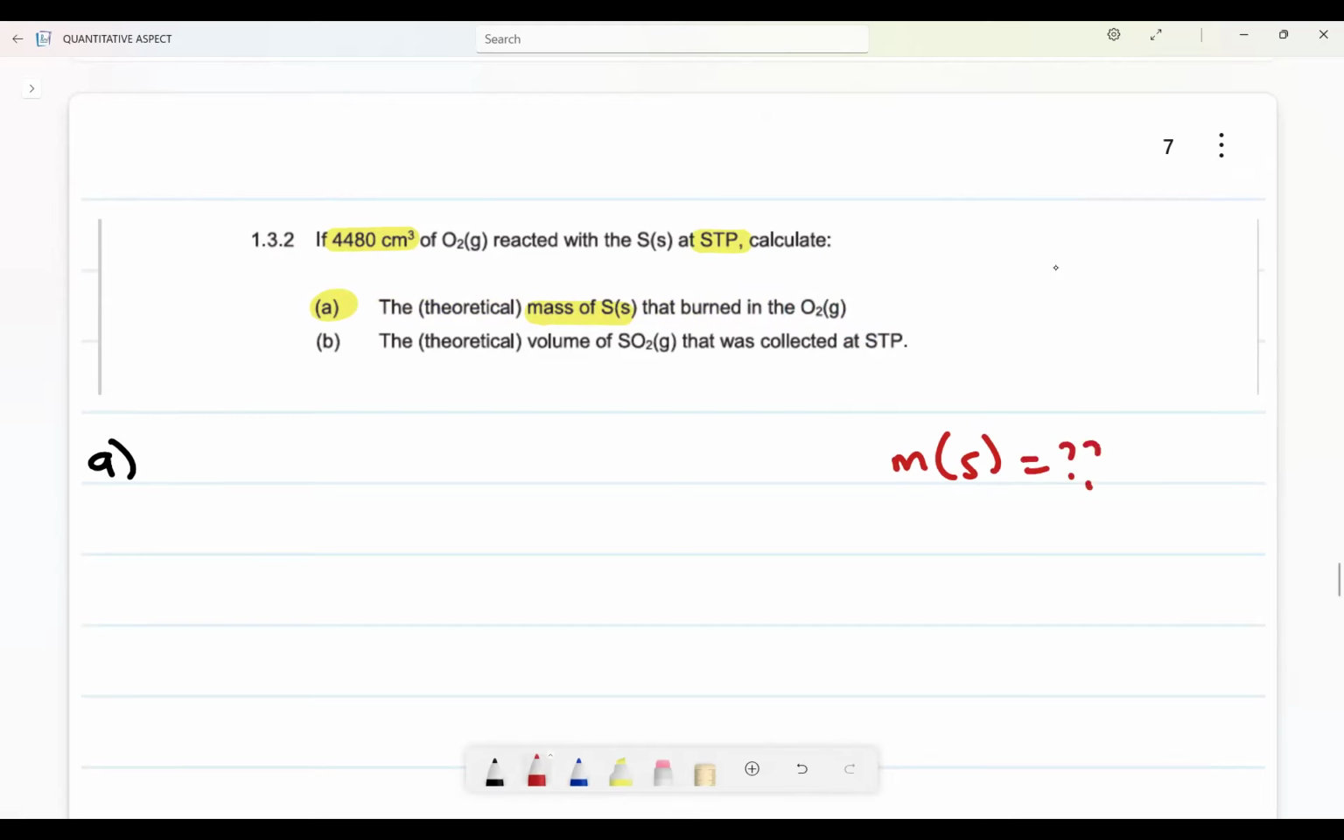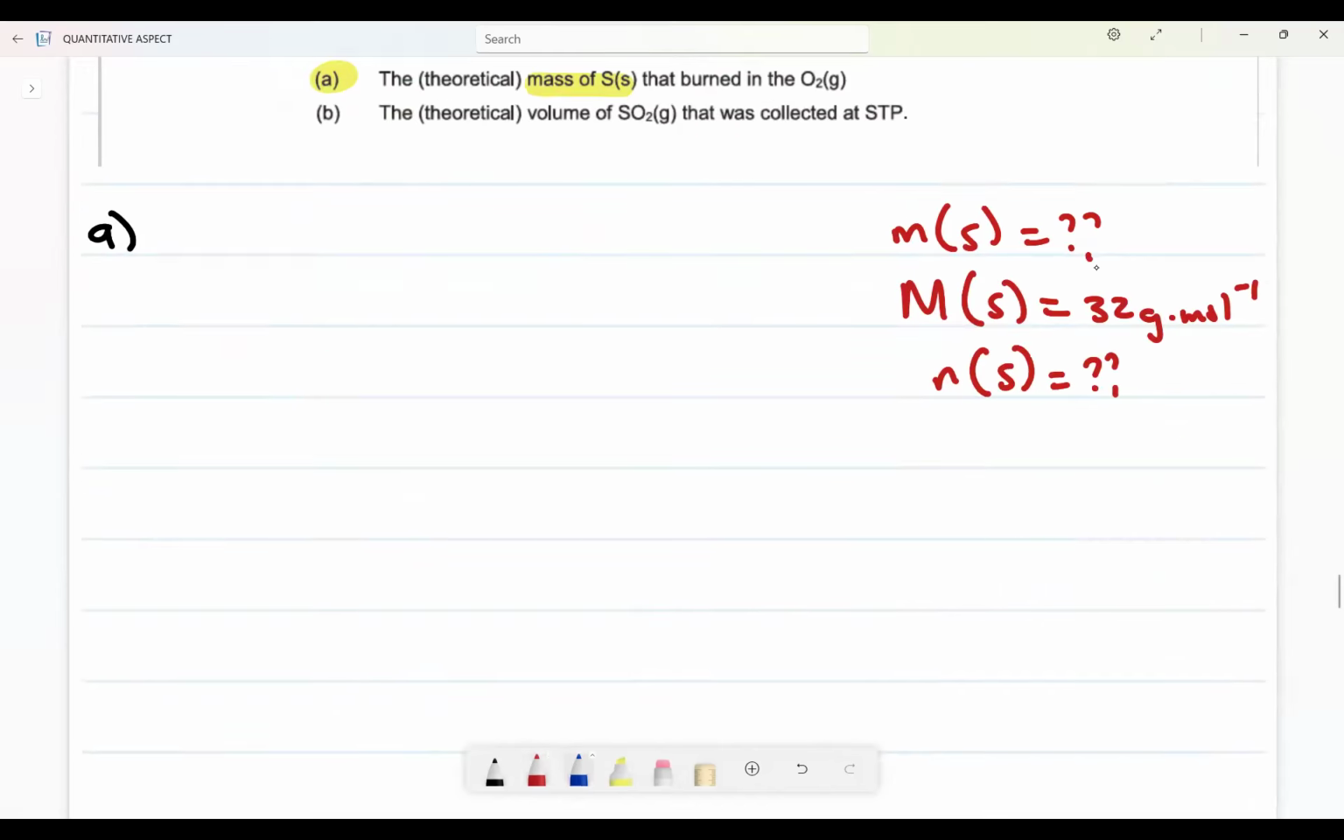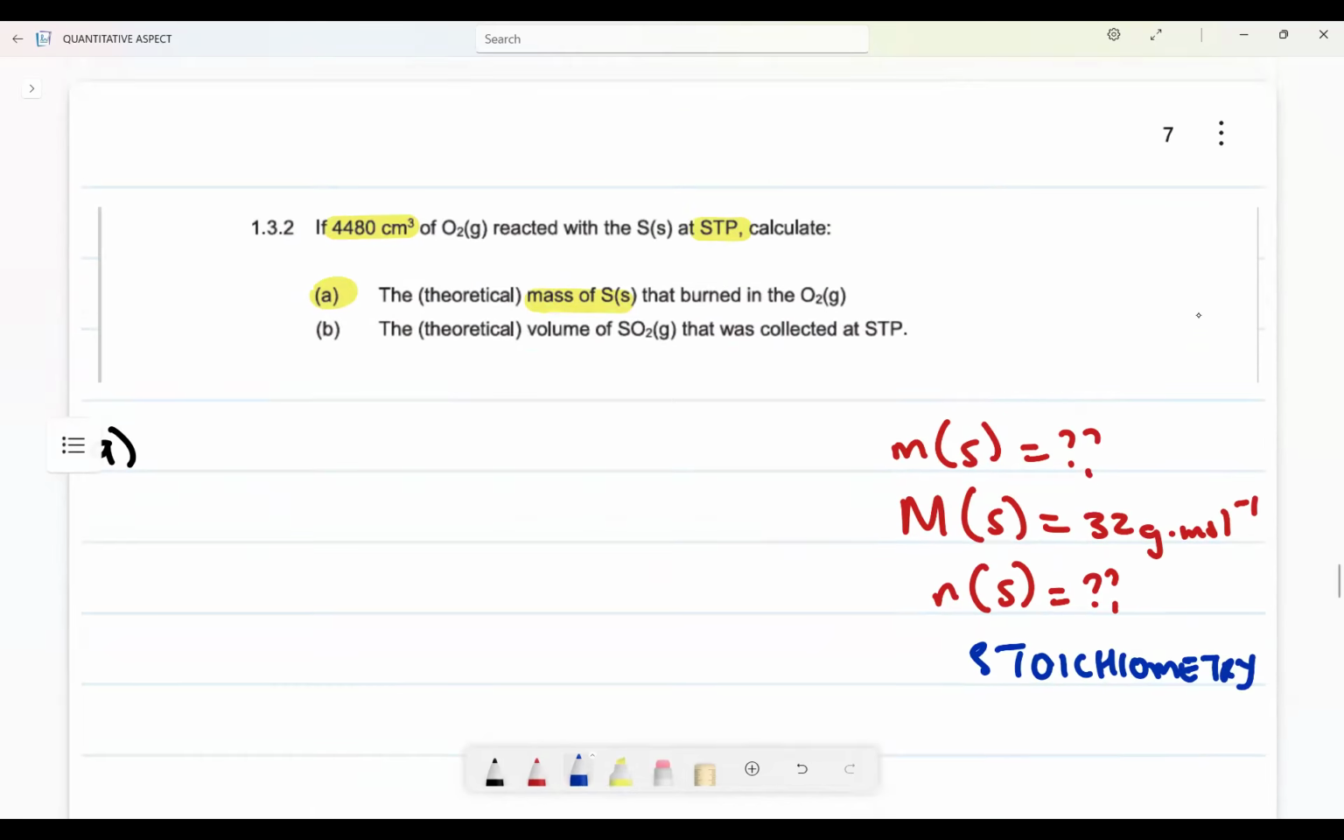I do not know. What information do I know about? Every time when they say mass of something, I need its molar mass. Molar mass of sulfur, it is 32 grams per mole. And then I need number of moles of sulfur. Do I have number of moles of sulfur? No, I do not have. Remember, if I have two unknowns, it tells me that I need to use what? Stoichiometry. This is how I will know that I need to use stoichiometry.